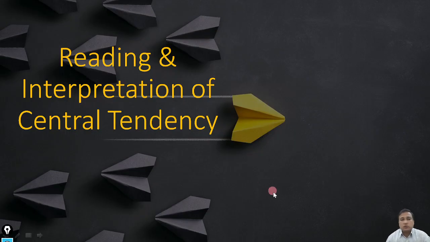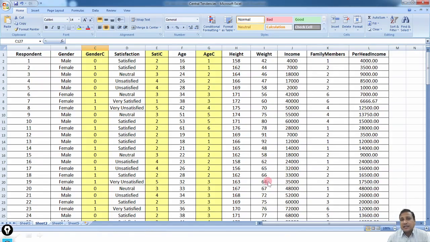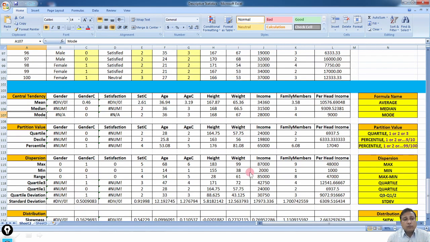Now let me take you to the reading and interpretation of the central tendency, and for that I'll take you to the same data set which we referred to in lecture number 17. Using this data set, we already computed central tendency in MS Excel and in SPSS. The results are the same. You can refer to SPSS results or MS Excel results. So far as this lecture is concerned, we are going to refer to the MS Excel results.